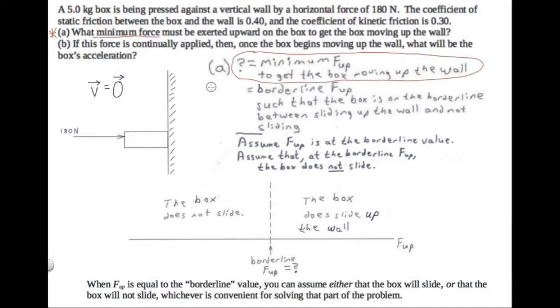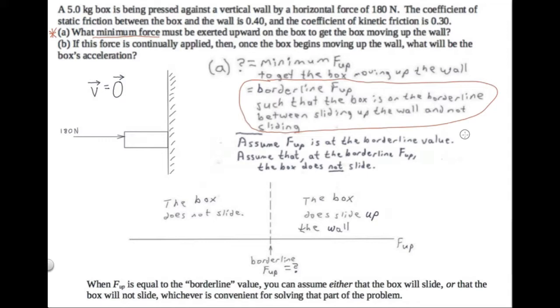Now let's identify the question. The question is the minimum force to make the box move up the wall. Clearly, we already know the direction of the upward force, so I'll interpret the question to be asking us for the magnitude. I'll symbolize that with the symbol capital F sub up, written without an arrow on top.